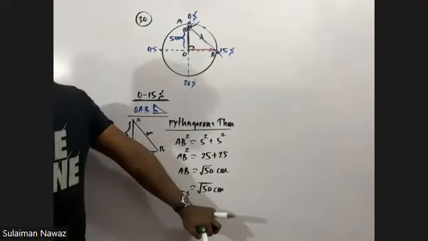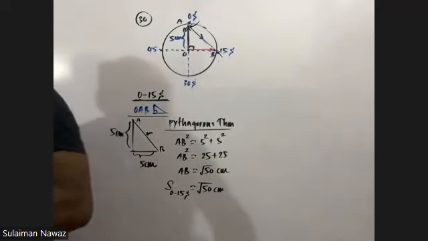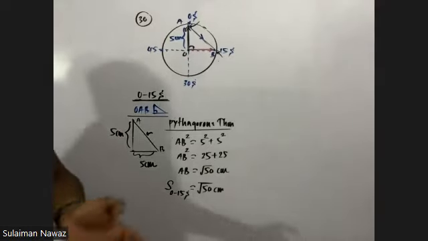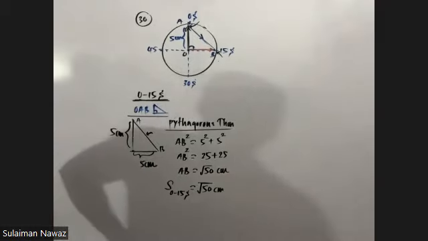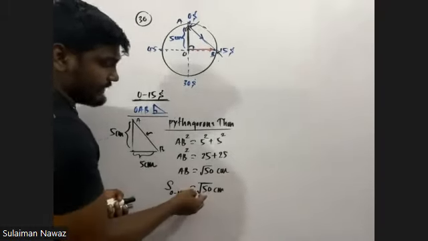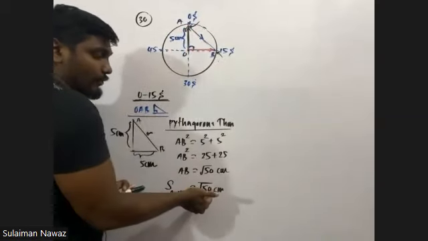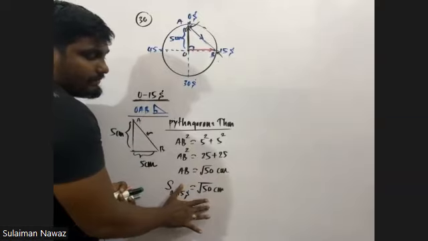How many of you got an answer similar to this one? Raise your hands. How many of you understand this one? Raise your hand. Understood? Right. So then the displacement of the tip of the second hand is root 50 centimeters, right?